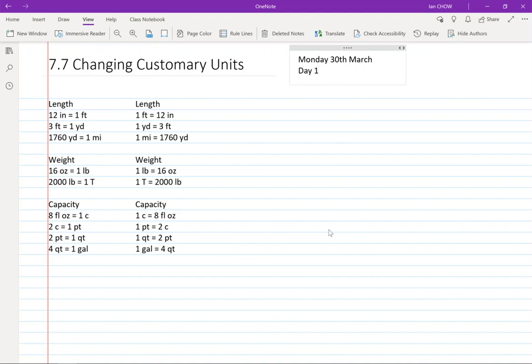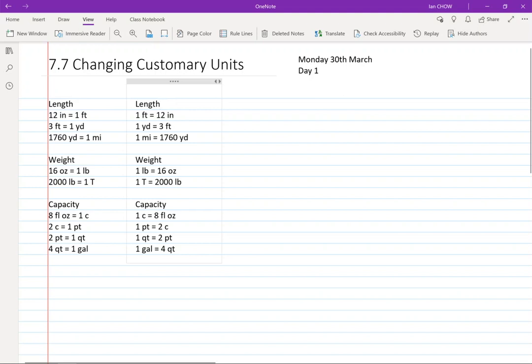So I have here two columns of what these customary units are in terms of each other. We have inches to feet. I did put it in both ways. 1 foot is the same as 12 inches, or some people like to see it as 12 inches is equal to 1 foot, and then 3 feet is equal to 1 yard, or 1 yard is equal to 3 feet, and then 1,760 yards is equal to 1 mile, or 1 mile is equal to 1,760 yards. I have them written both ways so that if you prefer to read the one on the left, you can read it that way, and if you prefer the one on the right, you can read it that way too.